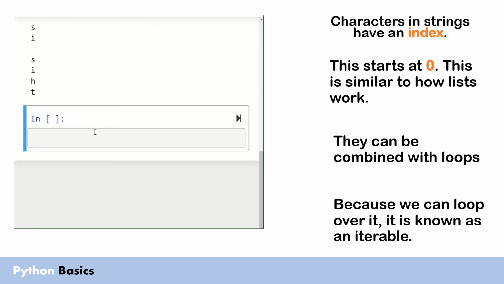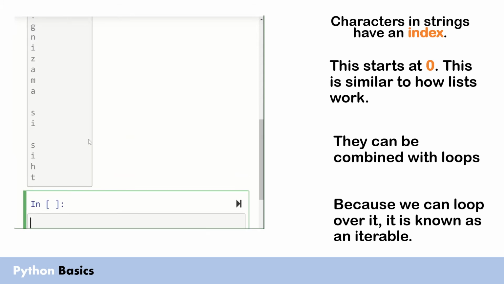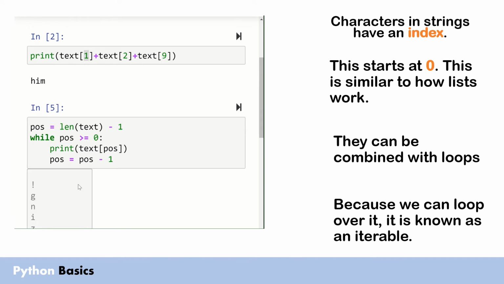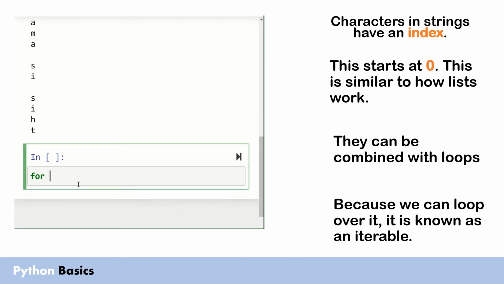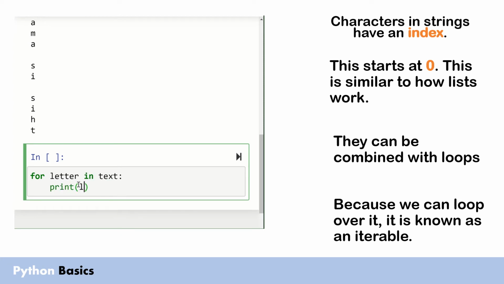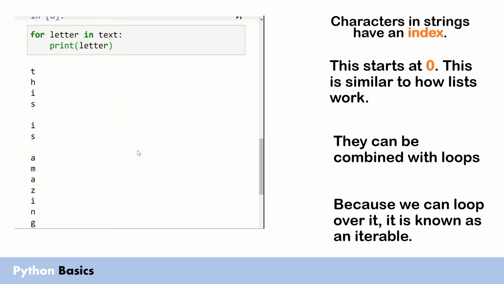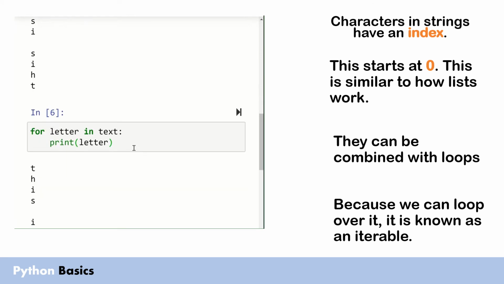The last thing I want to show you is an alternative way of doing this. Let's say I want to go over each letter individually, rather than having to write out each individual line and using a loop. What I can do is use a for loop. So: for letter in text, print letter, and that's it. And I get the exact same output as I did with my loop.